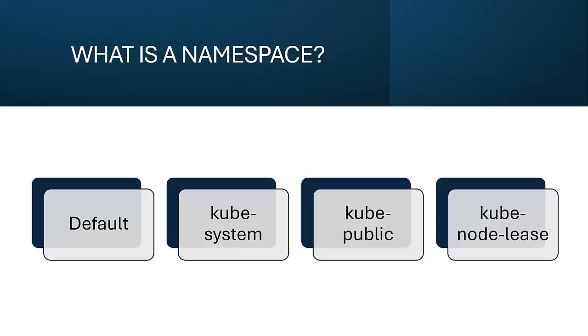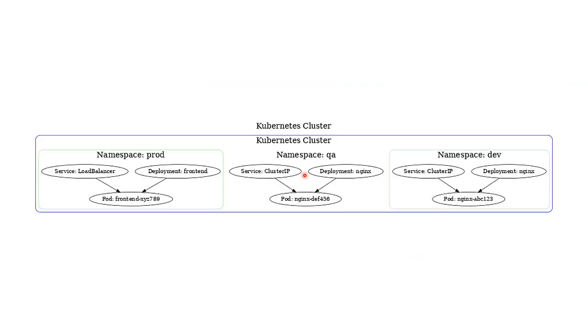Let's try to understand the namespace with the help of a diagram. In this diagram, you can see that each namespace is like a box inside the Kubernetes cluster. Each box contains its own set of pods, services, and other resources. For example, in this we have a dev namespace. It is only used for the developers.